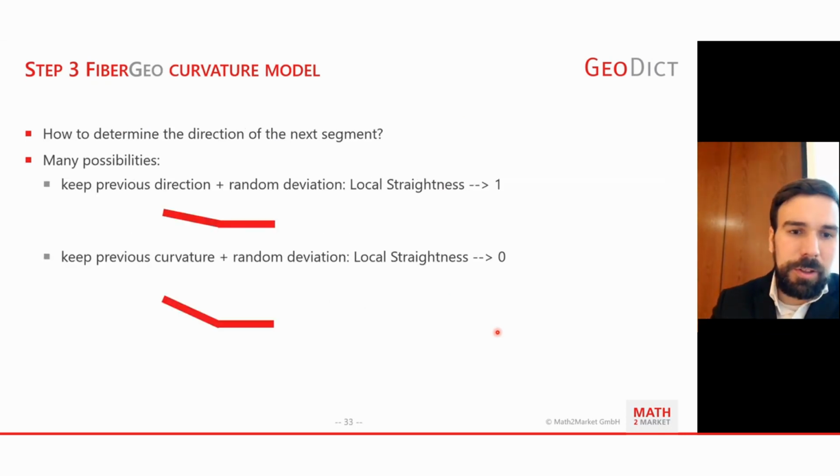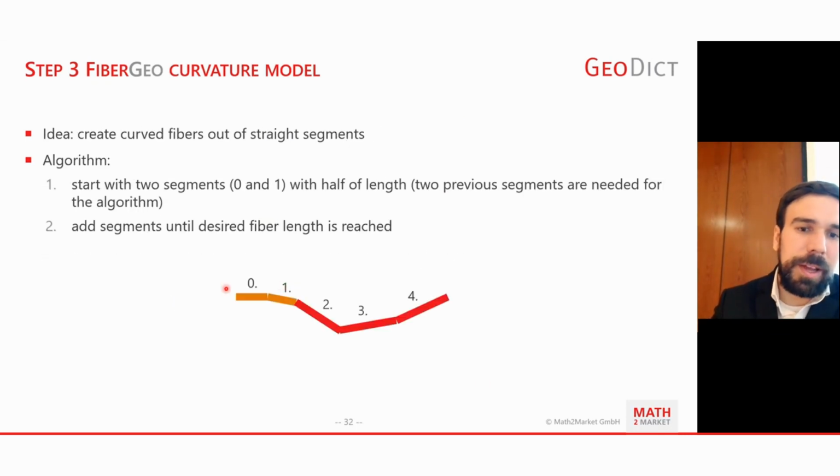Here's another visualization of how that works. Basically, we start from these two segments here. They are oriented, pulled from the global orientation tensor, and have an angle towards each other depending on the randomness. And then the segments are added piece by piece until we reach the length we want to reach in the end.